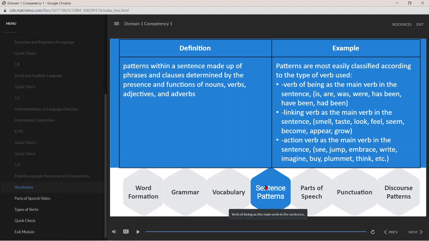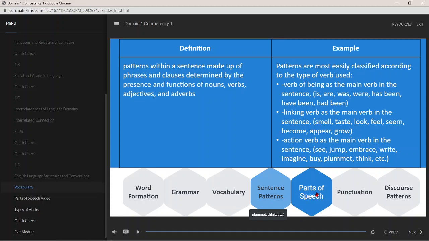Verb of being as the main verb in the sentence: is, are, was, were, has been, have been, had been. Linking verbs as the main verb in the sentence: smell, taste, look, feel, seem, become, appear, grow. An action verb as the main verb in the sentence: see, jump, embrace, write, imagine, buy, plummet, think, etc.